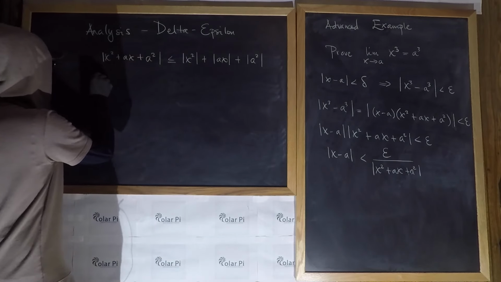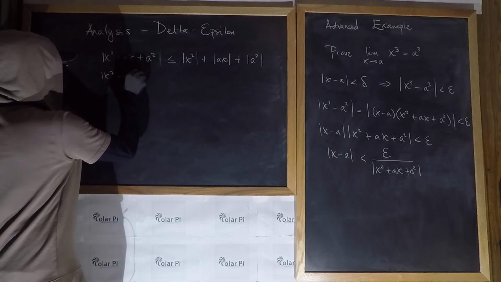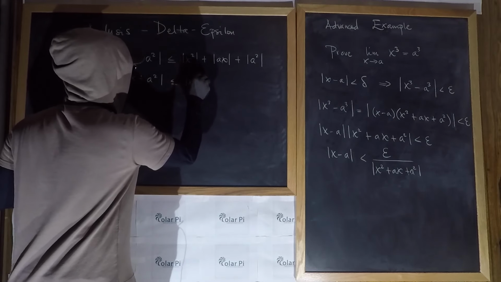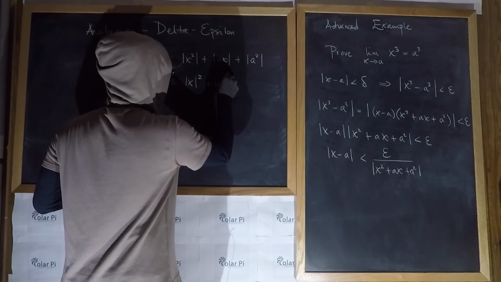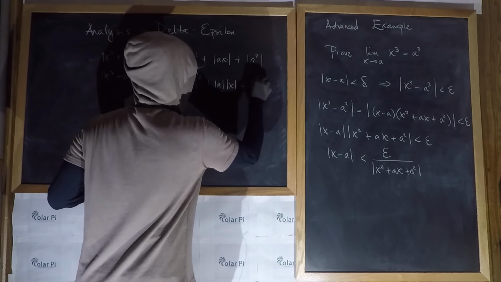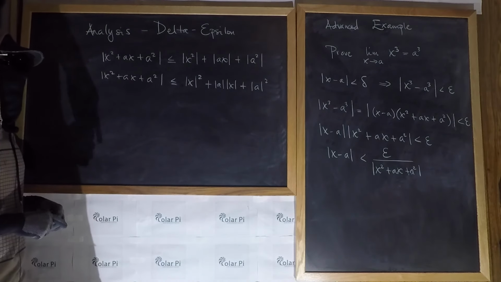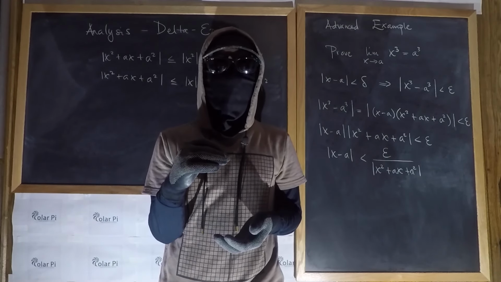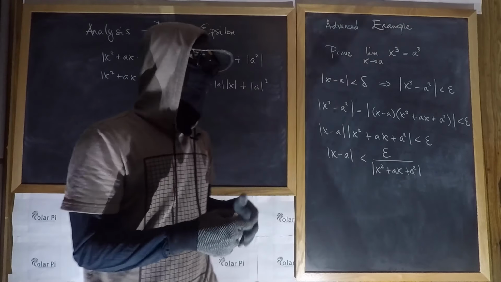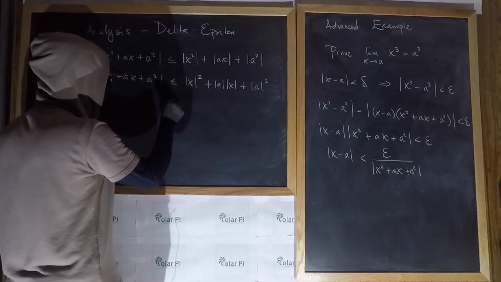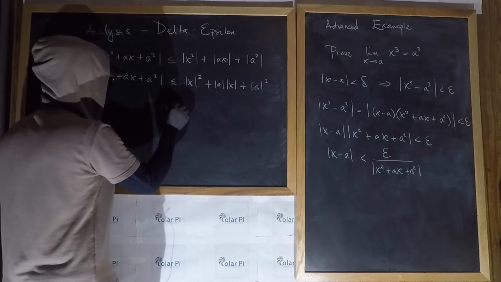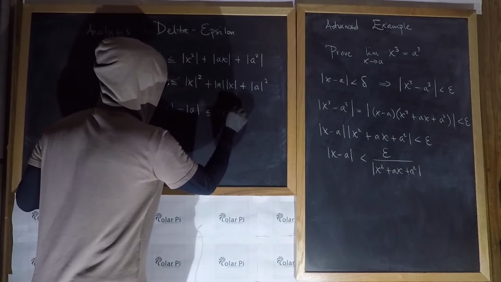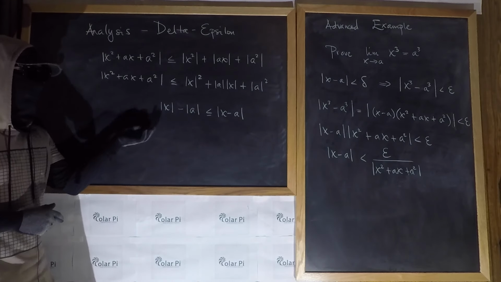Next, we can say that this is less than or equal to the absolute value of x squared plus the absolute value of a times the absolute value of x, plus the absolute value of a squared. This is just applying absolute value rules. Now, in those 5 videos in Calculus 2 where I introduced the delta epsilon limit definition, I show that the absolute value of x minus the absolute value of a is less than or equal to the absolute value of x minus a. So this is true.